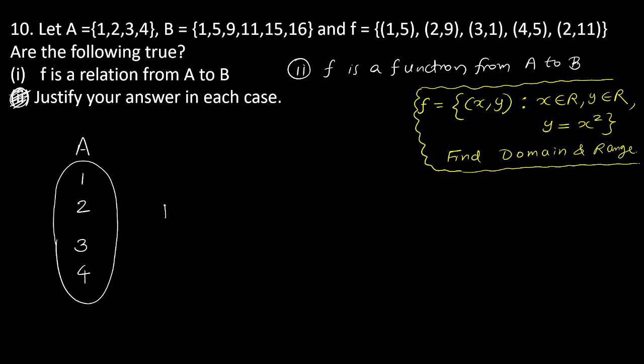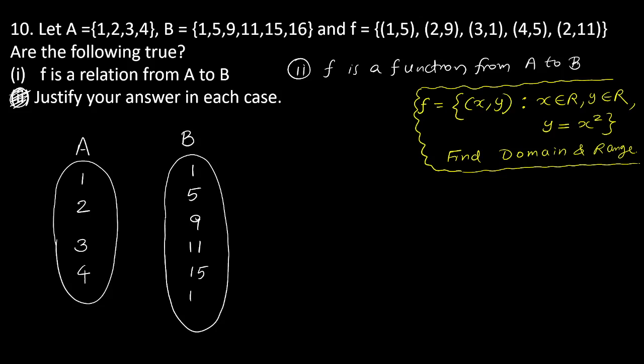There is another set B. It is also specified. 1, 5, 9, etc. B contains 1, 5, 9, 11, 15, 16. Is that okay? Deva, Aryan, Rakshana, till this step are you okay? Till this step? Yes, sir.